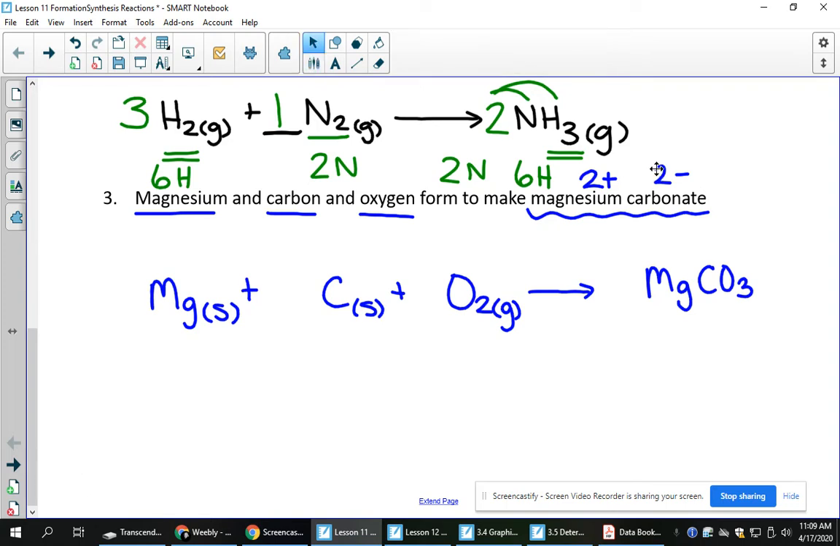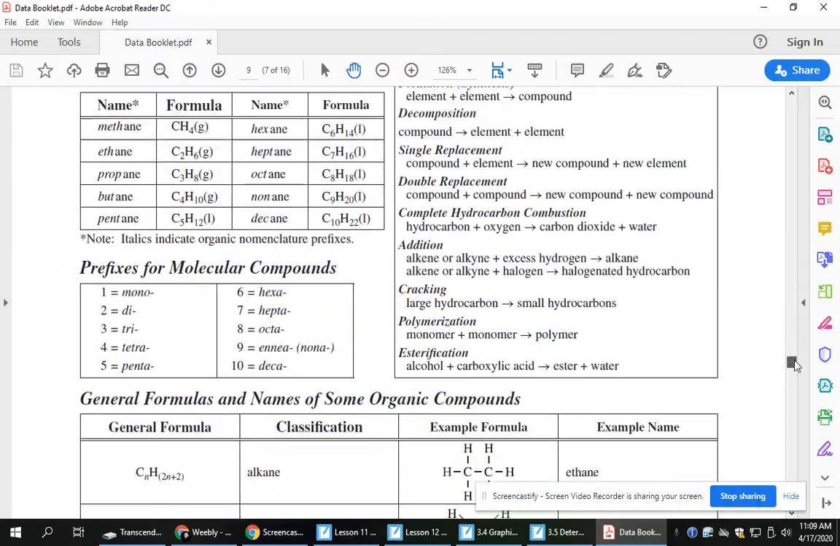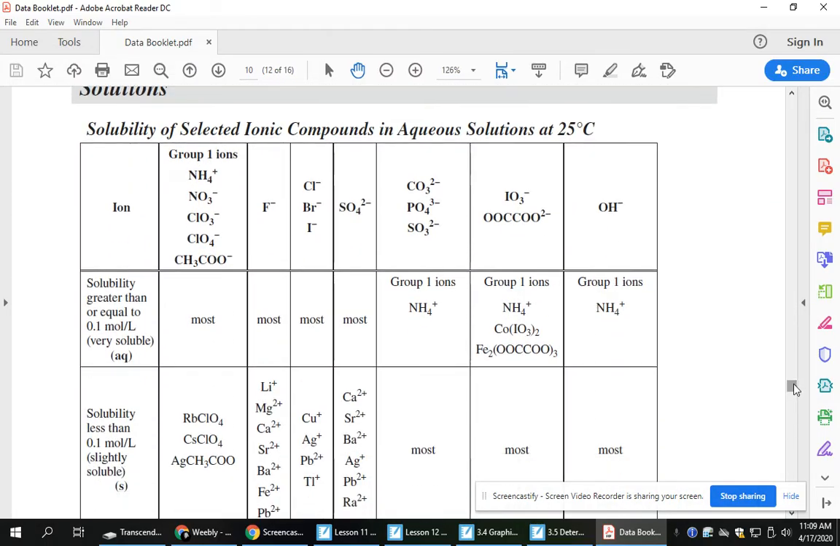Now I need to decide what state it is. This is why we've taught you the solubility table. Back to the data booklet we go, looking for the solubility table now, and here it is. We need to find on the top either magnesium or carbonate. I see partway through maybe the middle column, I see CO3 2 minus. That is carbonate. I'm going to go below carbonate and read that in the aqueous row, group 1 ions and NH4 form aqueous solutions. Most other elements are going to form solids, or what we call a precipitate.